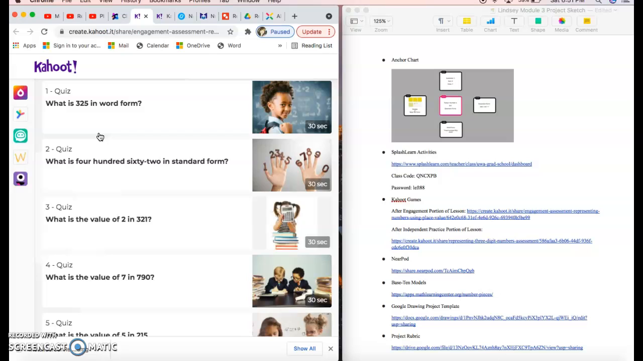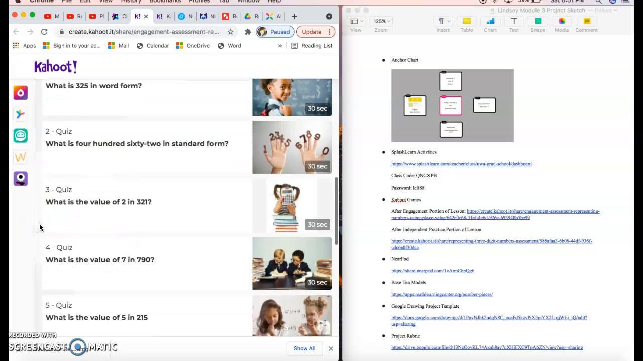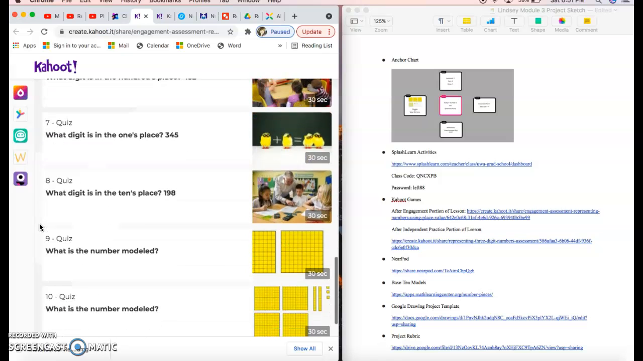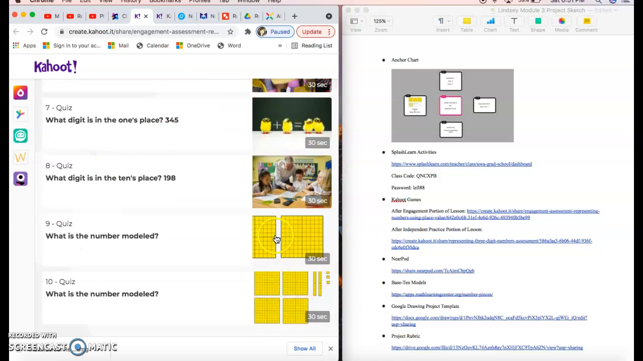What is the 3-digit number in word form, in standard form? It goes over the value of the digits. Going down, I did model some 3-digit numbers, and I would have them tell me what 3-digit number is modeled.